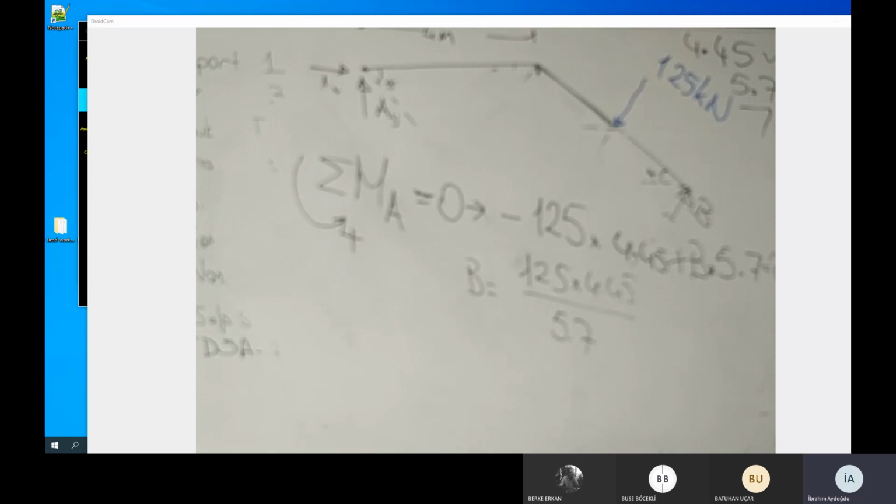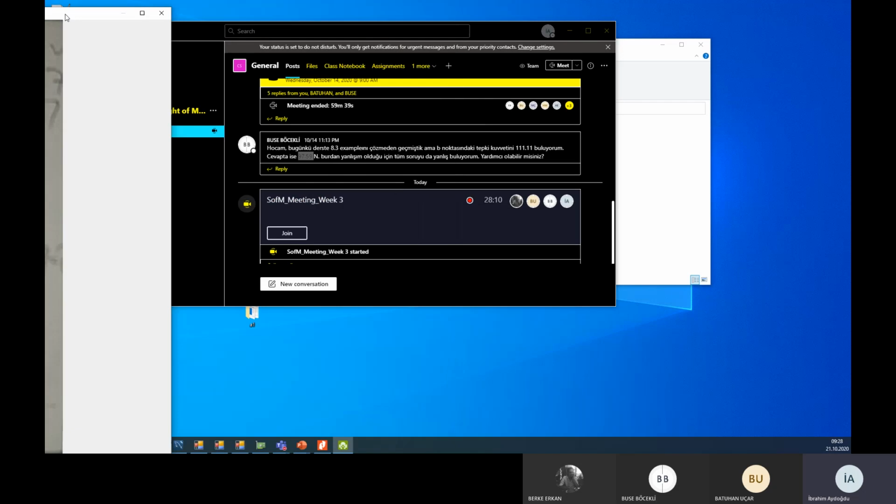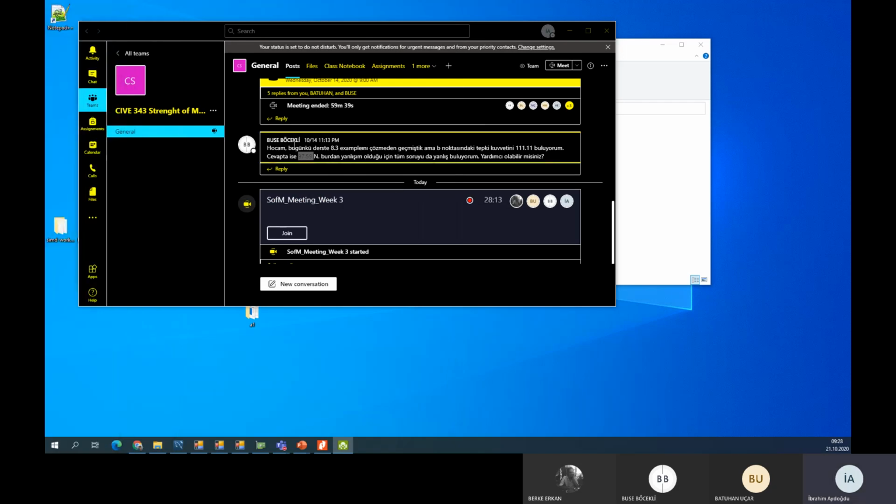Which one is correct? Your calculation is correct or book result is correct? Buse. I found the book results. Okay. So we found 97.59. Yeah, like this. Okay. If I can show you, can you see? Like this.